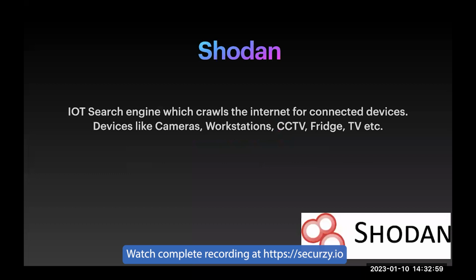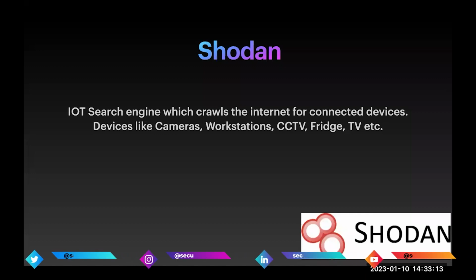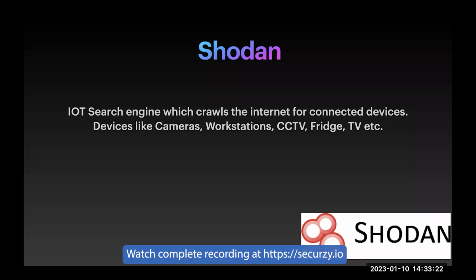So what is Shodan first of all? It is an amazing search engine, an IoT search engine wherein not only can you crawl the IP addresses of web applications, you can also get information on all internet-connected devices such as cameras, workstations, CCTVs, fridges, TVs, etc. Any smart device that has an IP address and is publicly exposed would be constantly crawled by Shodan, and it would then be found with the help of Shodan queries. This is what we are going to learn today.